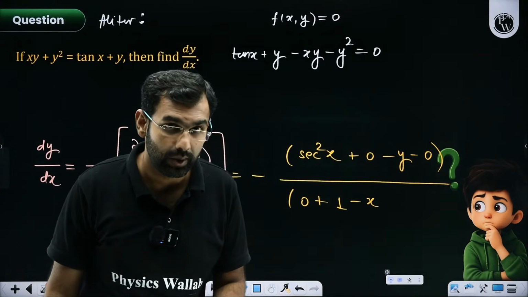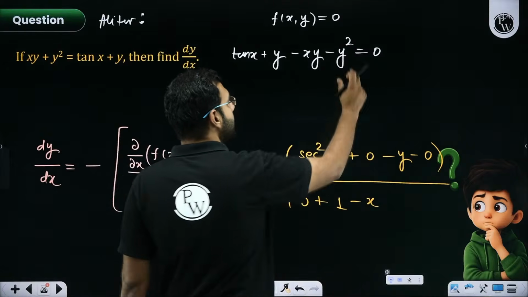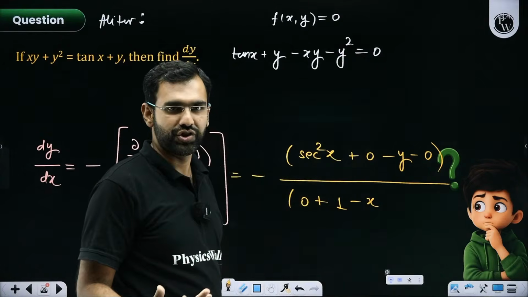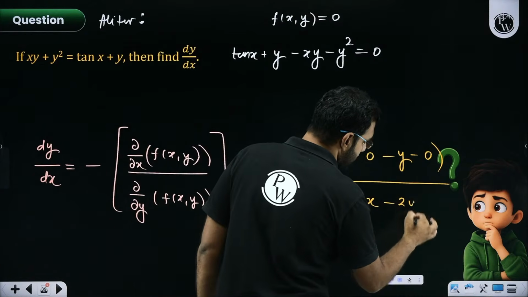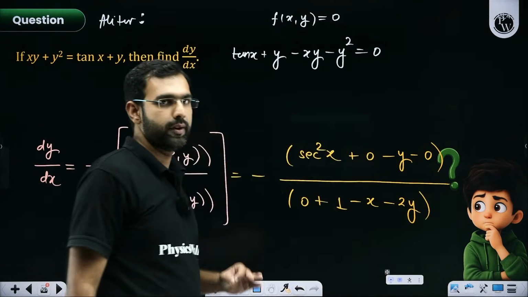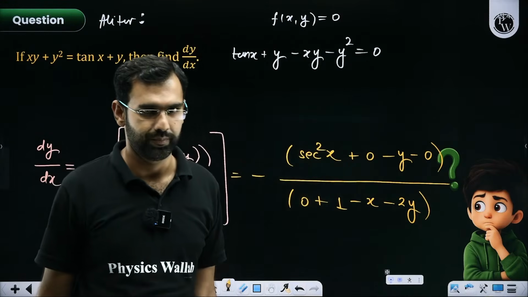Comfortably understanding it, all the participants, yes or no? Now the next thing, derivative of y square, partial differentiation with respect to y, treating x as constant, will be minus 2y. Yes or no? All the participants, do let me know if there is any confusion.